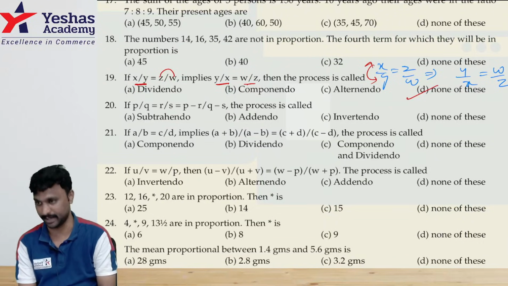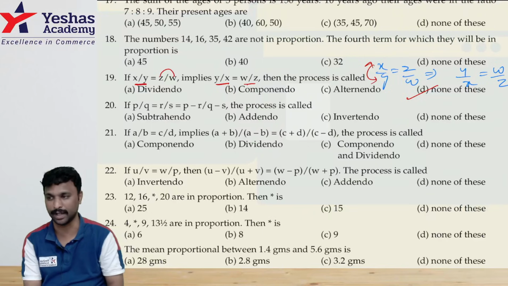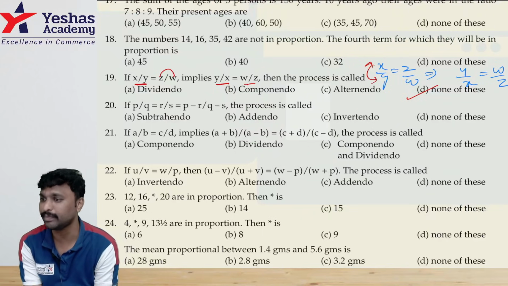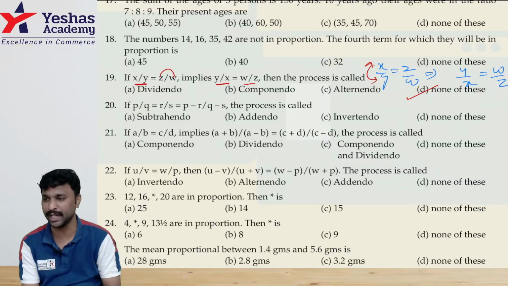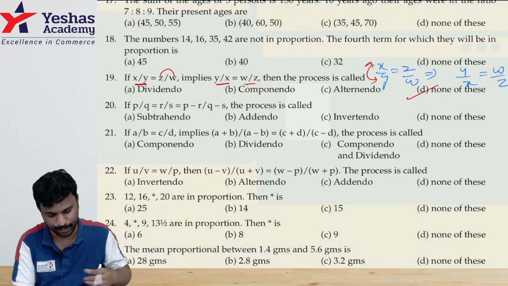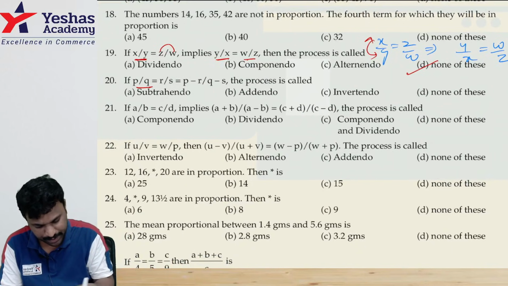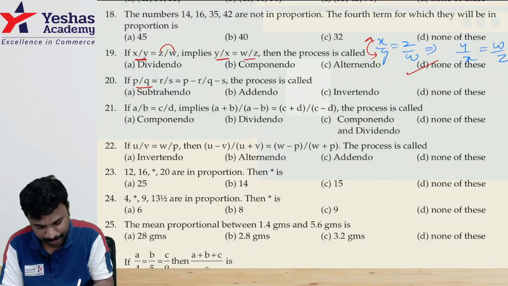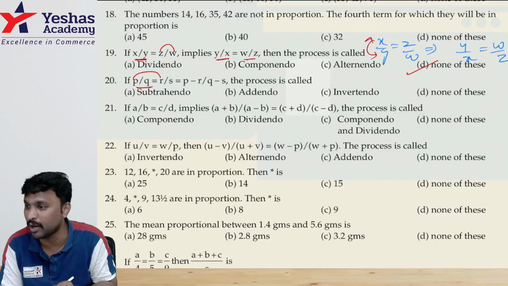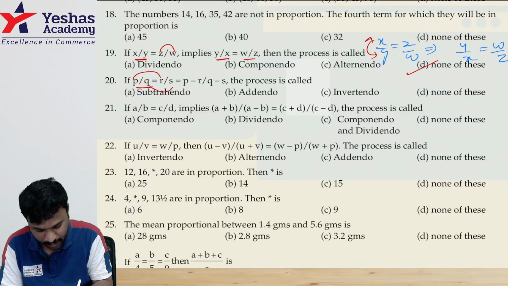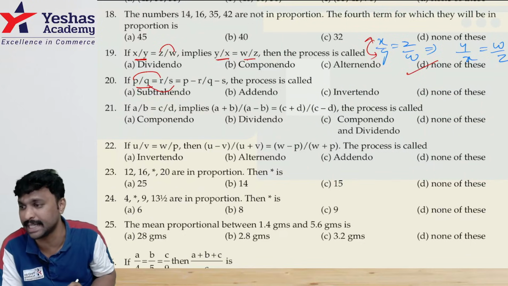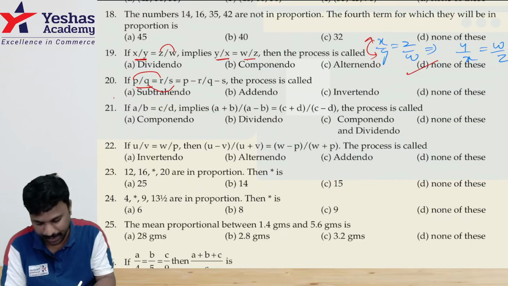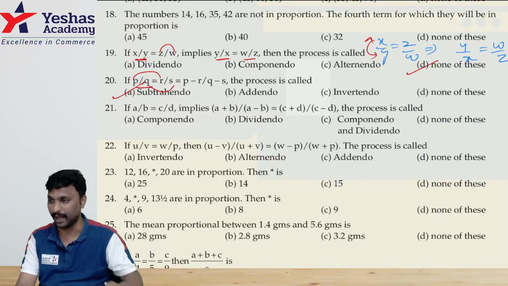That means none of these. Invertendo is not there in the options. Have you understood? Everybody? Right. So if the middle terms get interchanged, then it is called what? Alternando property. Guys, P by Q is equal to R by S implies P minus R by Q minus S. That means the first terms have got subtracted and the second terms have got subtracted. So what property is this? Corresponding terms got subtracted means it is the subtrahendo property. That means option A. Have you understood?